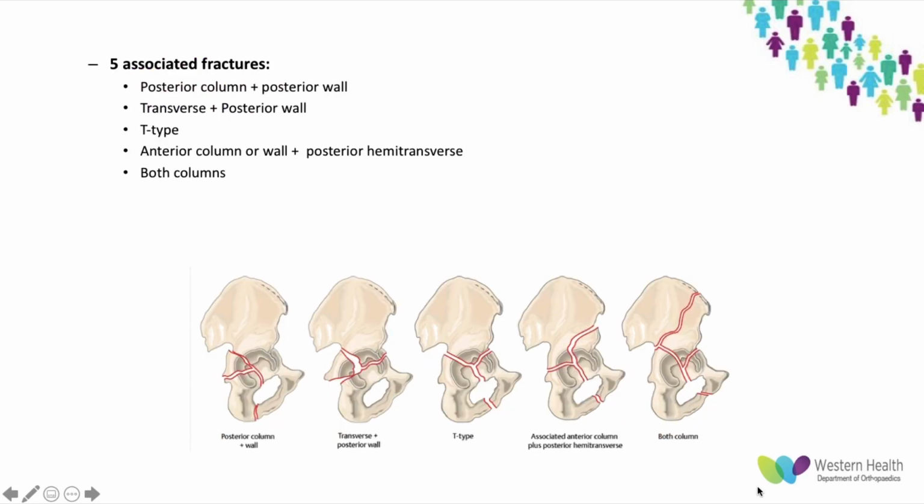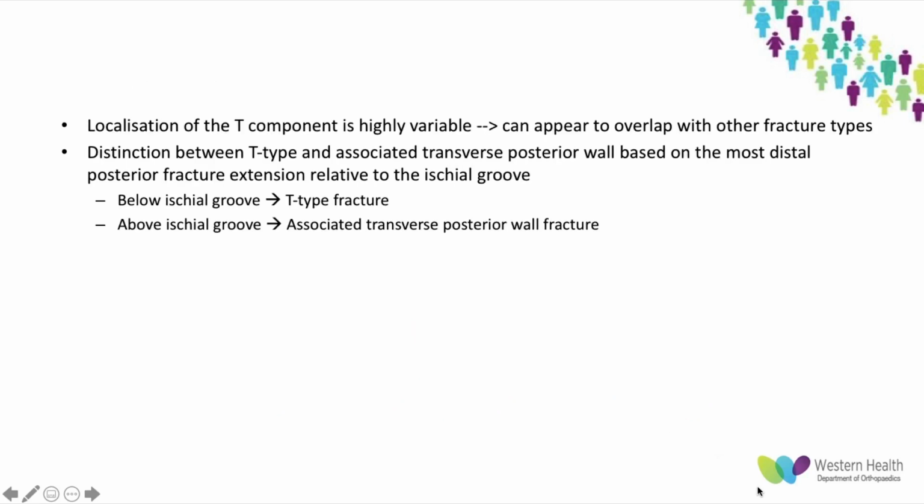The associated fractures include the posterior column and posterior wall, the transverse and posterior wall, T-type, anterior column wall, posterior hemitransverse, and then both column fractures. One of the issues with the Judet and Letournel classification is there is some overlap between the different types, including the localization of the T component, which can be highly variable.